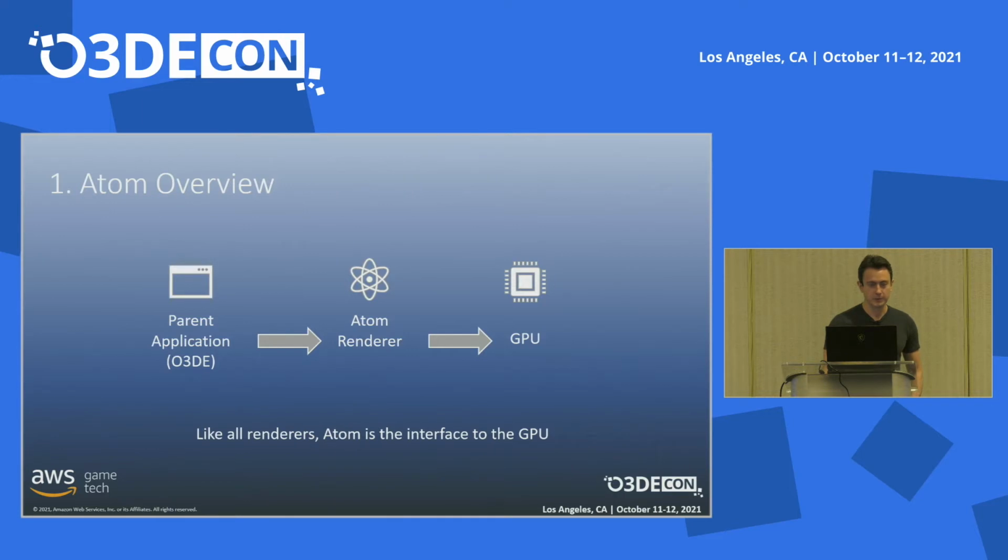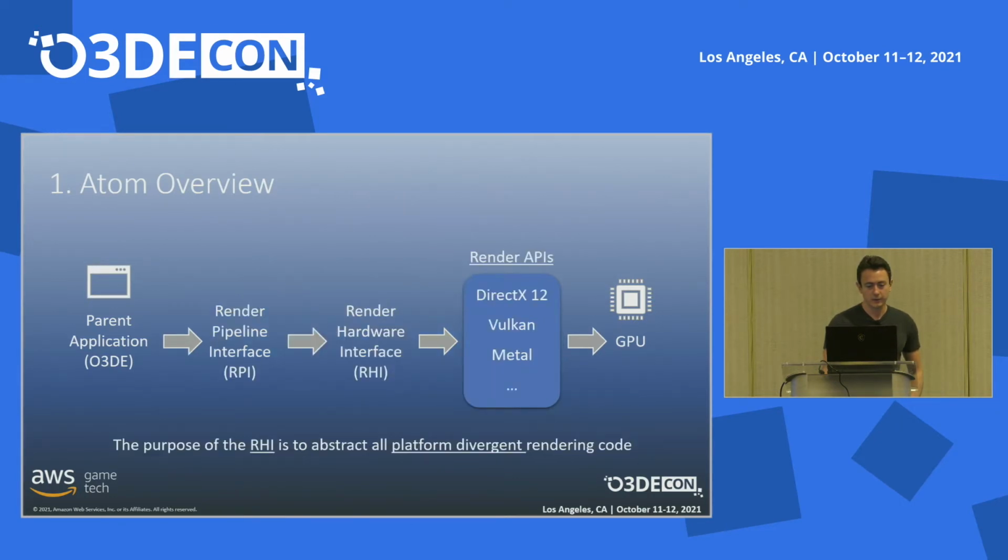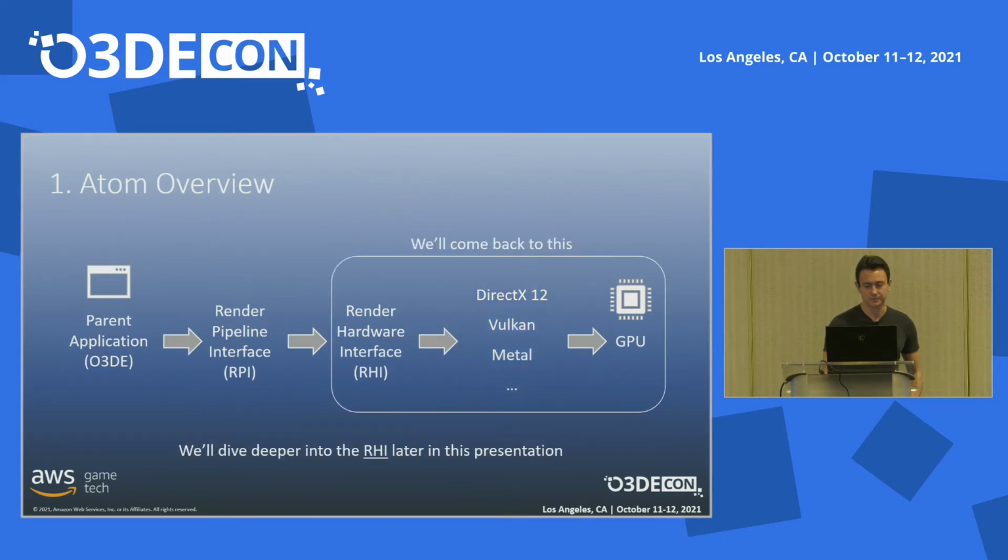So Atom, like all renderers, is the interface from the parent application to the GPU. Atom is split into two pieces, the render pipeline interface and the render hardware interface, which we commonly refer to as RPI and RHI. The point of the RHI is to abstract all platform divergent rendering code. So this is anything that interfaces with the rendering APIs like DirectX 12, Vulkan, Metal, etc. This is all contained within the RHI, and this way we can leverage the RPI to only use platform-independent code and not have to worry about what backends we're using.